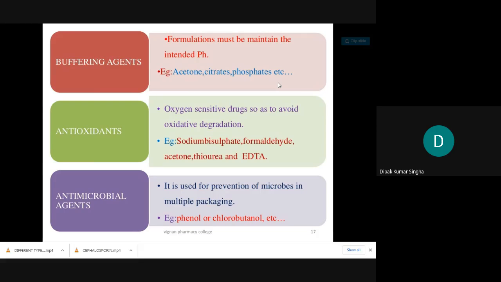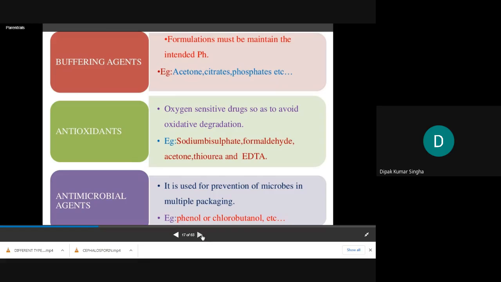And another is the antioxidant. For oxygen sensitive drugs, to avoid oxidative degradation, sodium bisulfite, formaldehyde, acetone, thiourea and EDTA are used. Antimicrobial agents are sometimes added to prevent microbial growth, for example phenol and chlorobutanol. So these are the additives, and these are the general points you can consider before the formulation development.